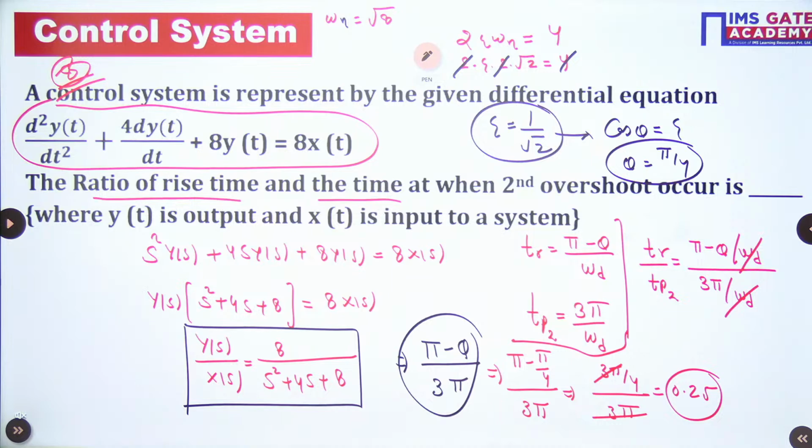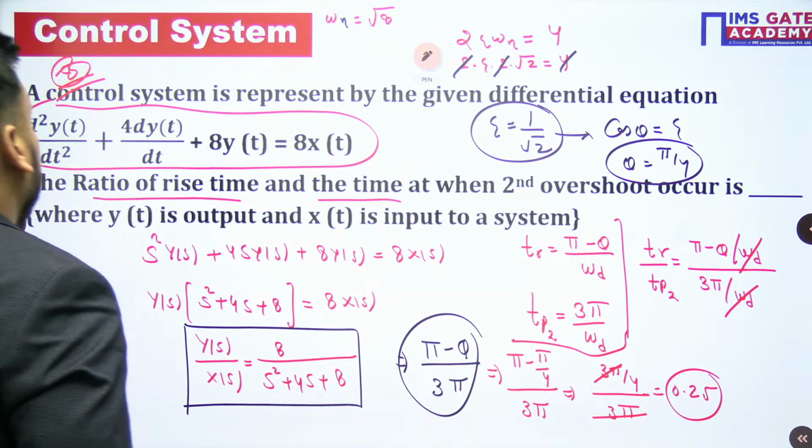All of you guys, do reply fast. Shall we go for the next? Say yes or wait. 0.25. Correct answer, 0.25. Well done.